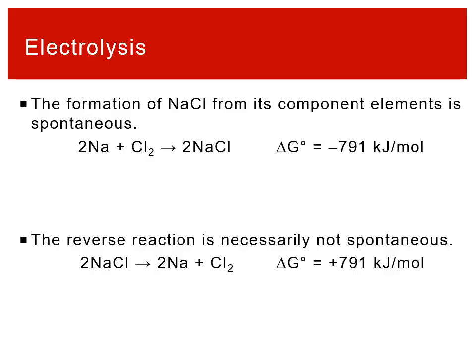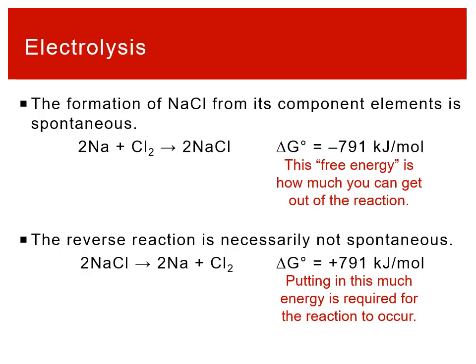And so, the formation of NaCl is spontaneous. The delta G is very negative. So this would just happen on its own. This is how much free energy you could get out of the process. If we reverse the reaction, that has to be a non-spontaneous process. Delta G is positive 791 kilojoules per mole.